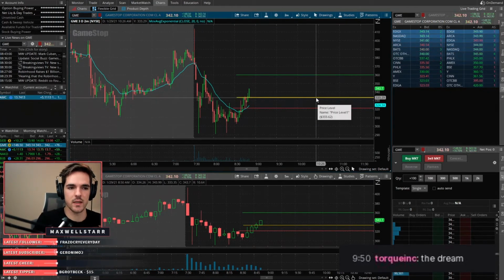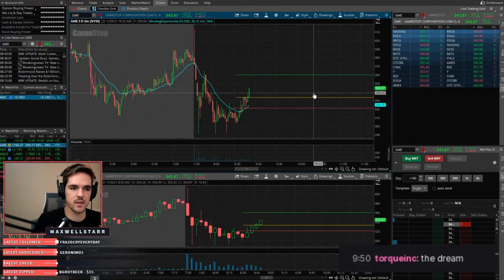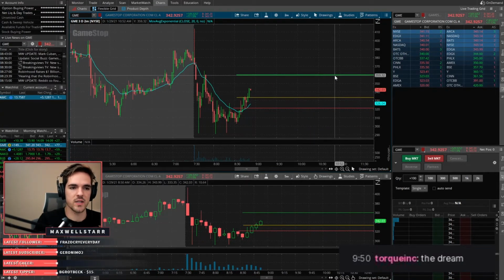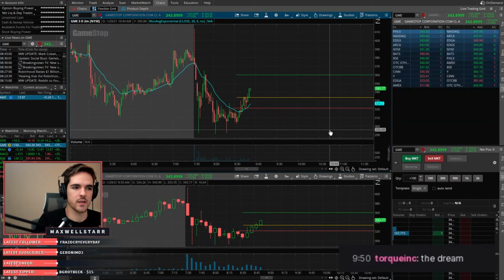So here we're risking, entry is 333.60 and stop is 321.30 roughly. Let's just say that's $12. We're risking $12 and our potential reward is what is it, 27? So it's just over 3R. So we're going to call this 3R.